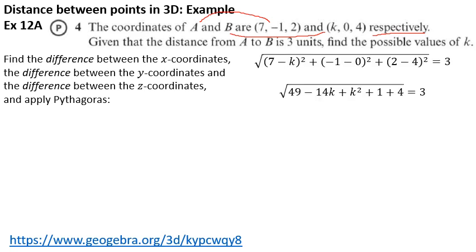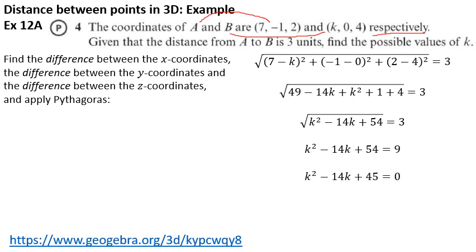It looks a little messy, but it simplifies relatively nicely. And even though you've got a square root involved, that shouldn't bother us too much. In fact, you might have been tempted to get rid of it right at the beginning. If the distance is 3 units, the square of the distance is 9. You could say that straight away, and you'd immediately be left with a quadratic equation.